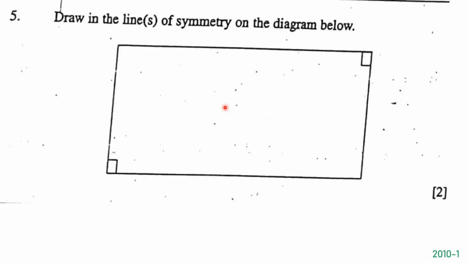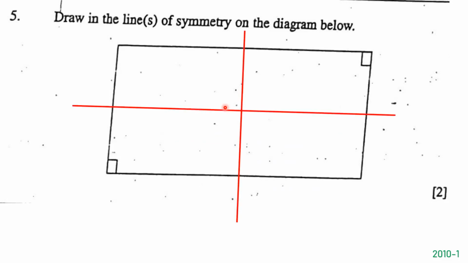All right, so let's move on to the next question. It says draw in the lines of symmetry on the diagram below. This diagram is a rectangle. And so since it's a rectangle, it's supposed to have two lines of symmetry, one at the middle and the other one right there horizontally. All right, and let's move on to the next question.